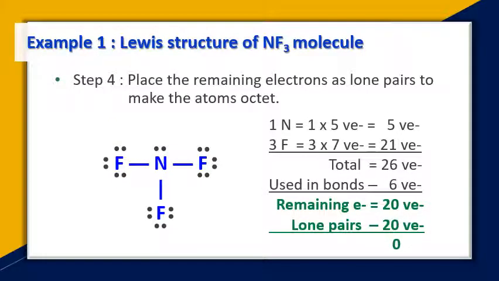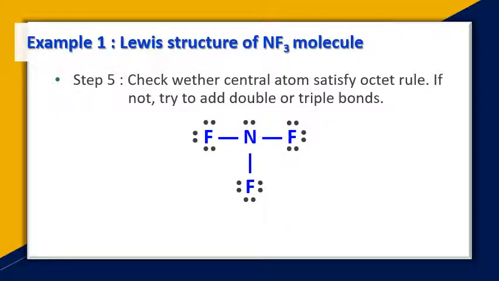These 20 remaining electrons we will place as lone pairs to make the atoms octet. First, locate the electrons on the fluorine atoms. So each fluorine will receive 6 electrons to become octet with 8 electrons. And nitrogen will receive 2 valence electrons to make it octet. And finally, check whether the central atom satisfies the octet rule. If not, try to add double or triple bonds.